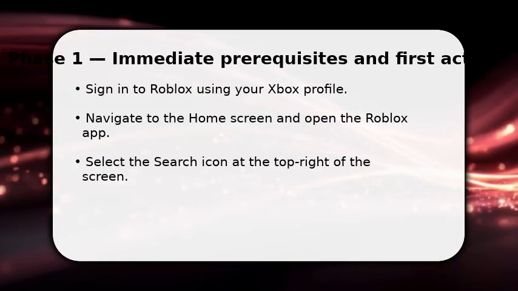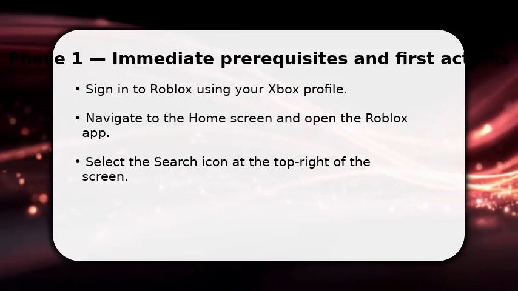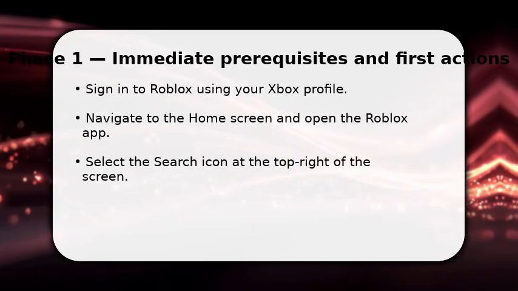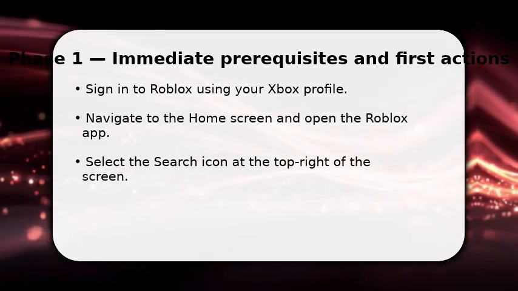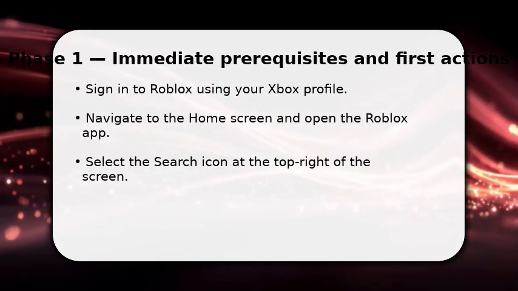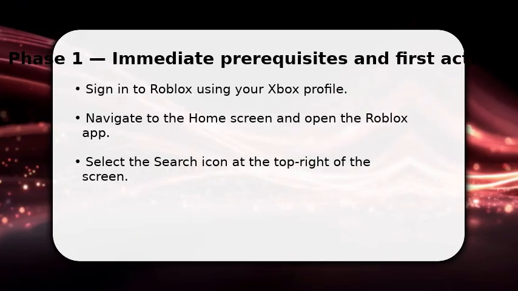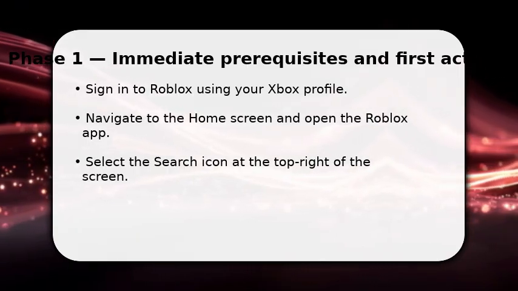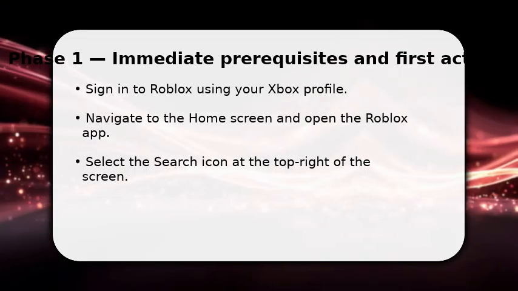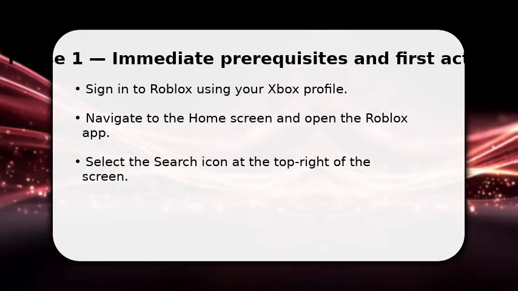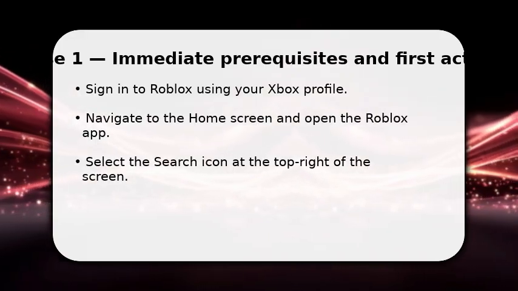You start by launching Roblox on your Xbox and confirming you're signed into the correct Xbox profile. Once done, go straight to the app home and select the search icon at the top right. This opens Roblox's global search. Make sure to use the controller thumbstick to move the cursor and press it to select. Why this matters? Xbox navigation differs from PC, and selecting search is the first actionable step to find groups efficiently.